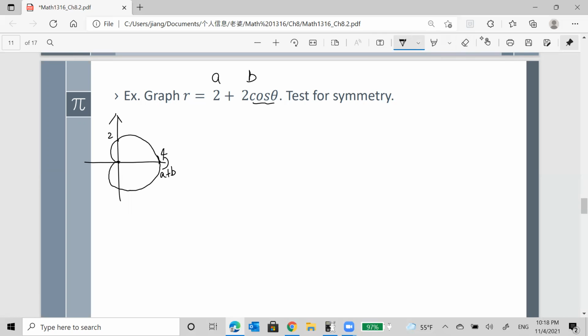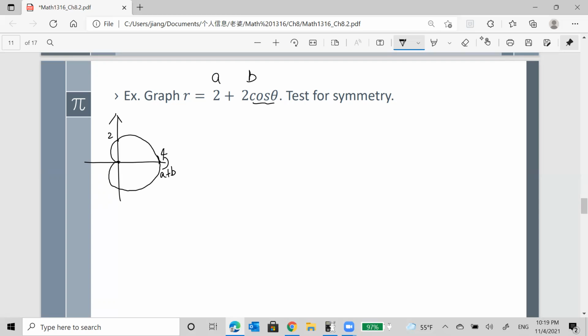So we got this shape. We can just plot the points to find the graph, or we can test the symmetry first. If you have the graph, you know this graph is symmetric to the polar axis, because you see this part is symmetric to the polar axis.